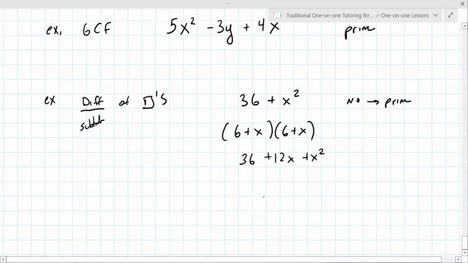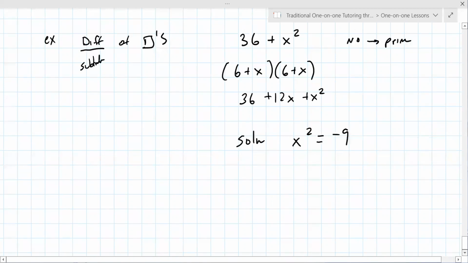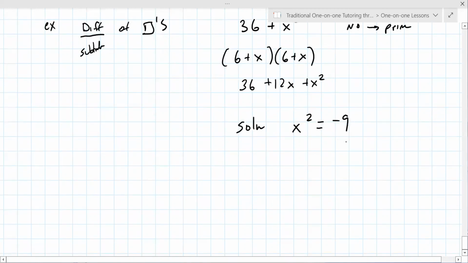Let's say you get something like this. It'll say something like: solve x squared equals -9. Don't you have to subtract the x squared to the other side? Sure, we could do that. So -9 minus x squared equals 0. Now what are you going to do?